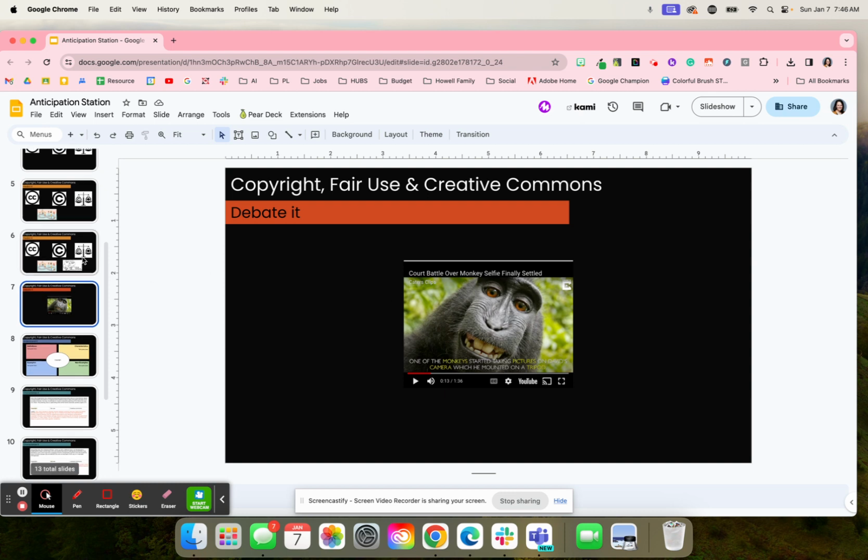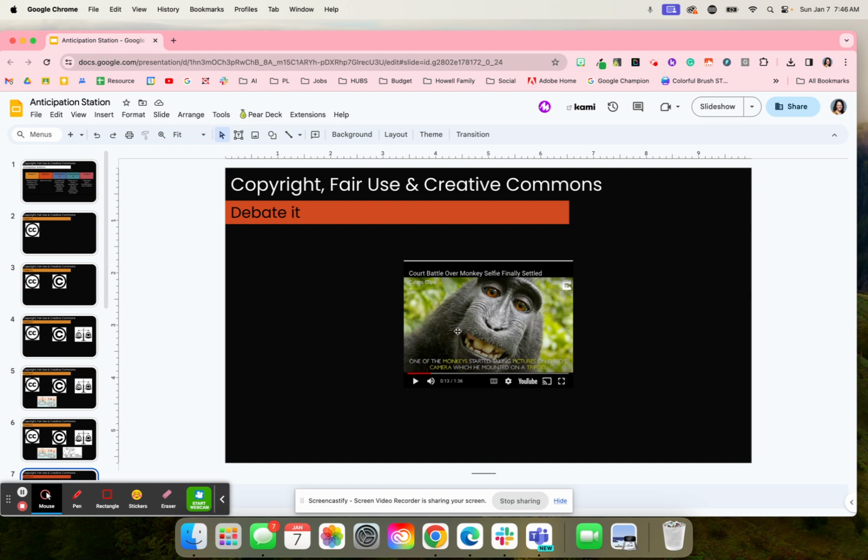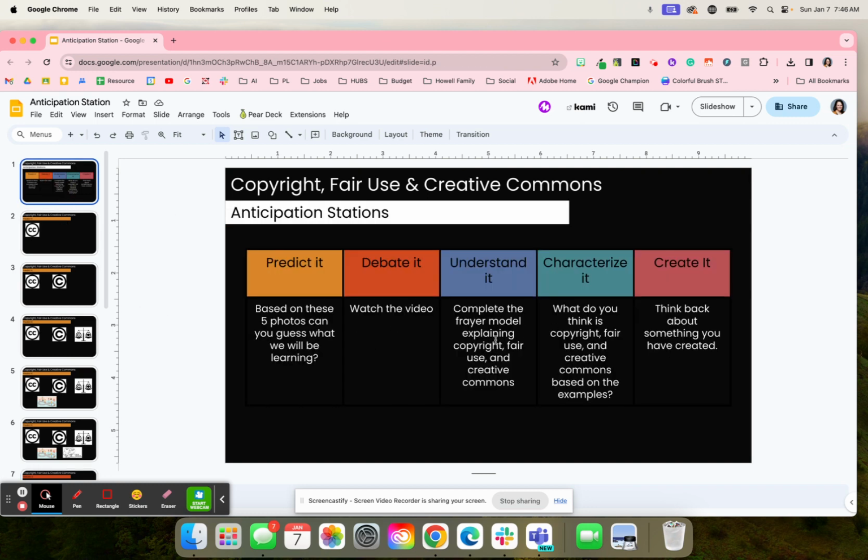And so students can debate back and forth about copyright and fair use and Creative Commons in this fun way, where there was actually a court battle over this image. Then we're going to understand it.